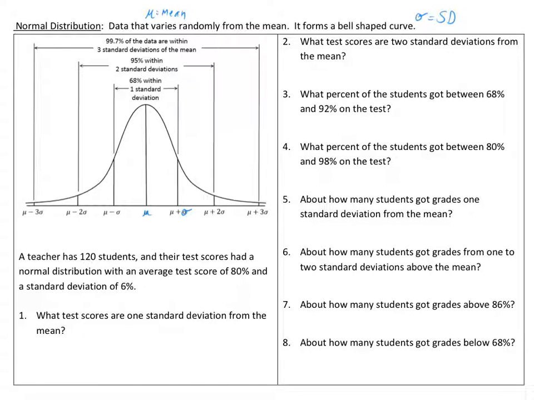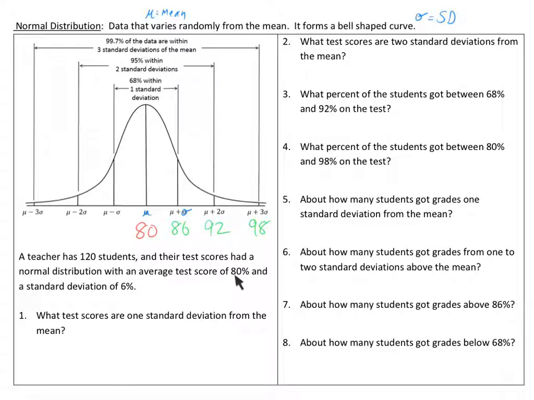So if we read the question, a teacher has 120 students. The test scores had a normal distribution with an average of 80% and a standard deviation of 6. So if the average is 80%, that's 80% right there. And if your standard deviation is 6, wouldn't that be 86 right here? Wouldn't that be 1 standard deviation to the right? And then wouldn't it be 92? Aren't you adding 6 again?